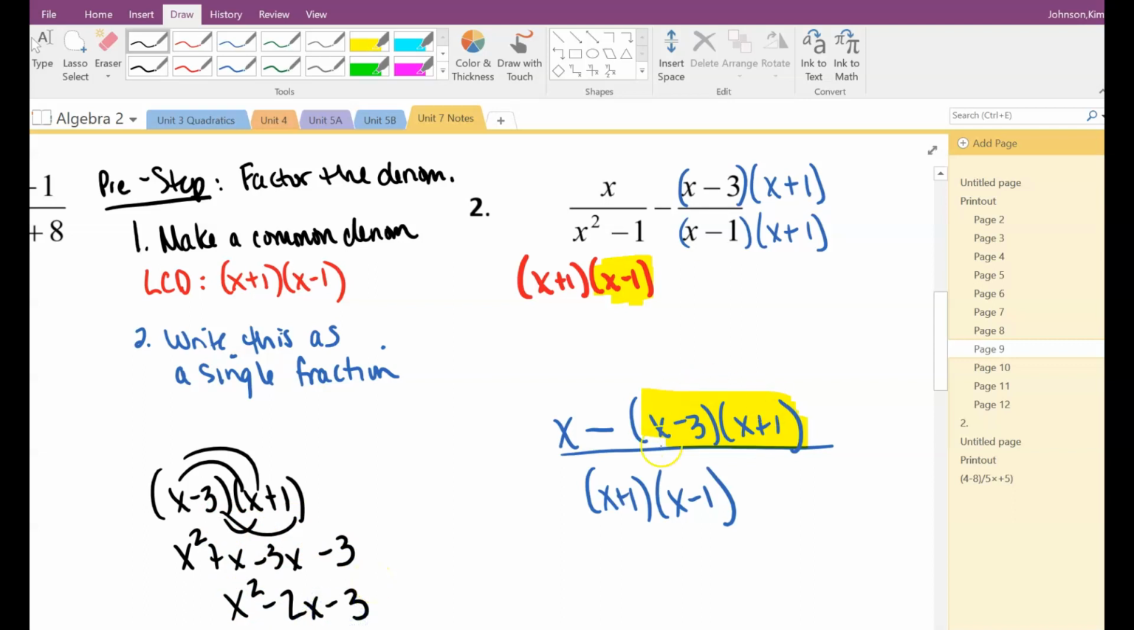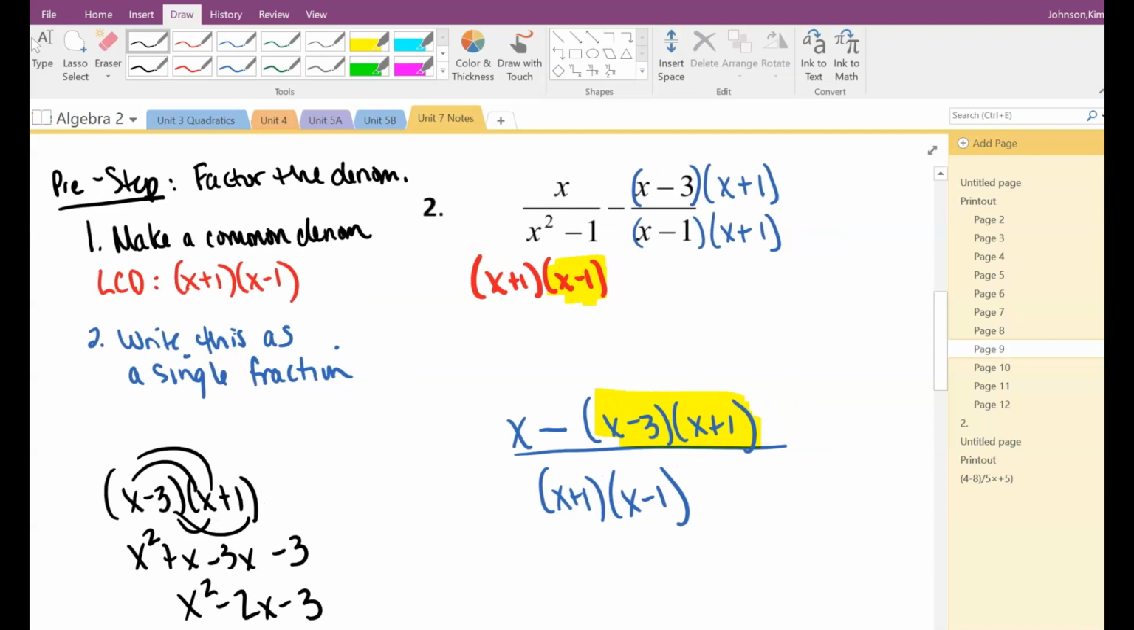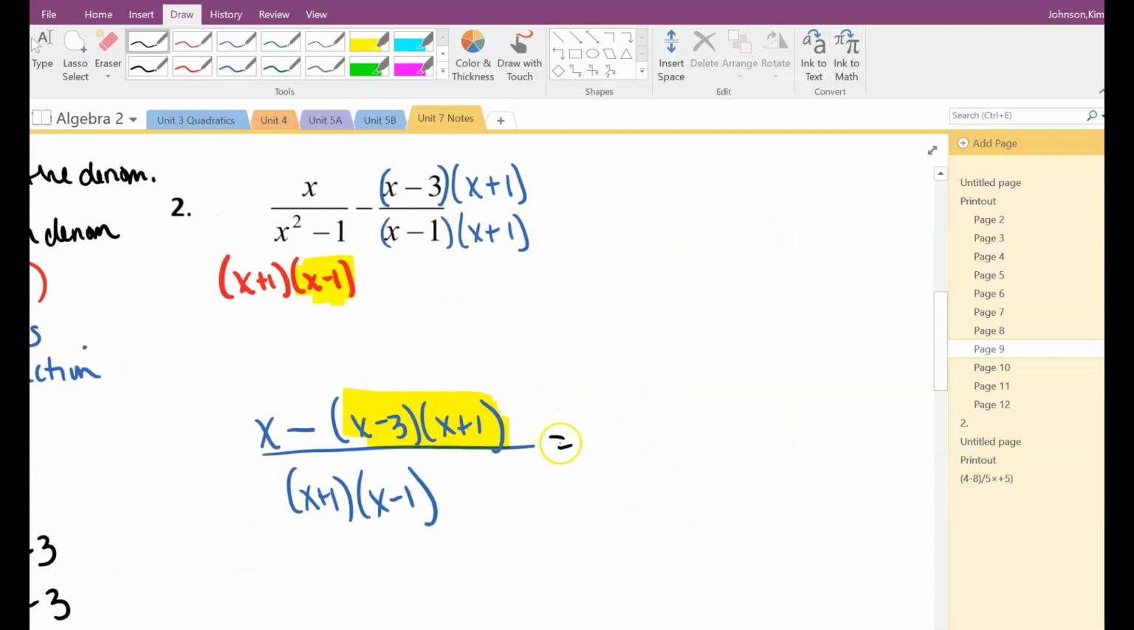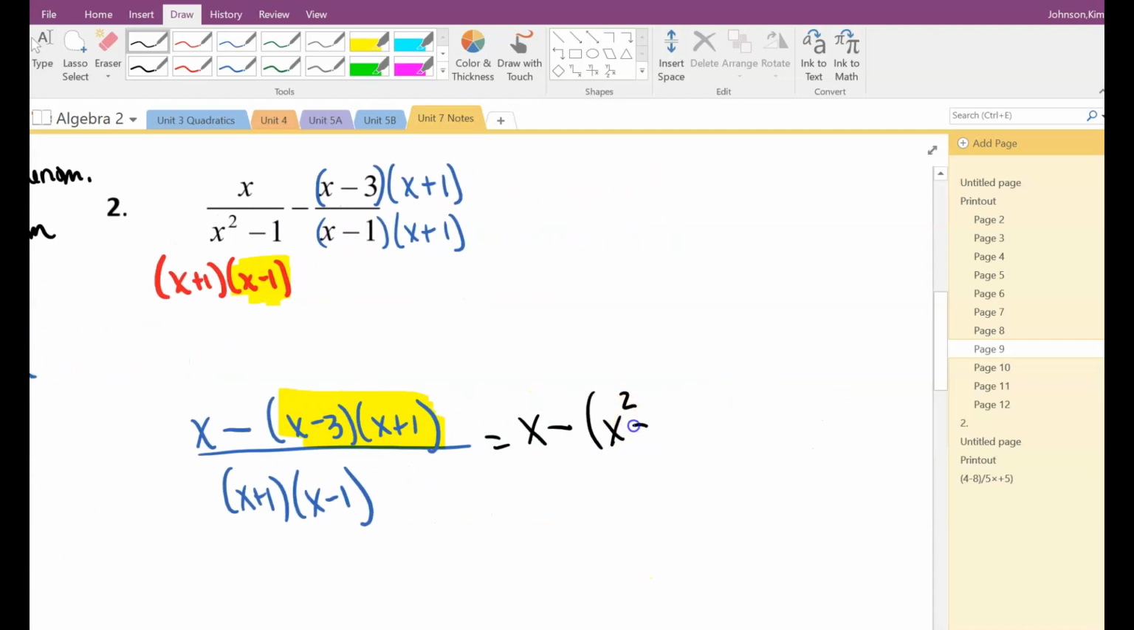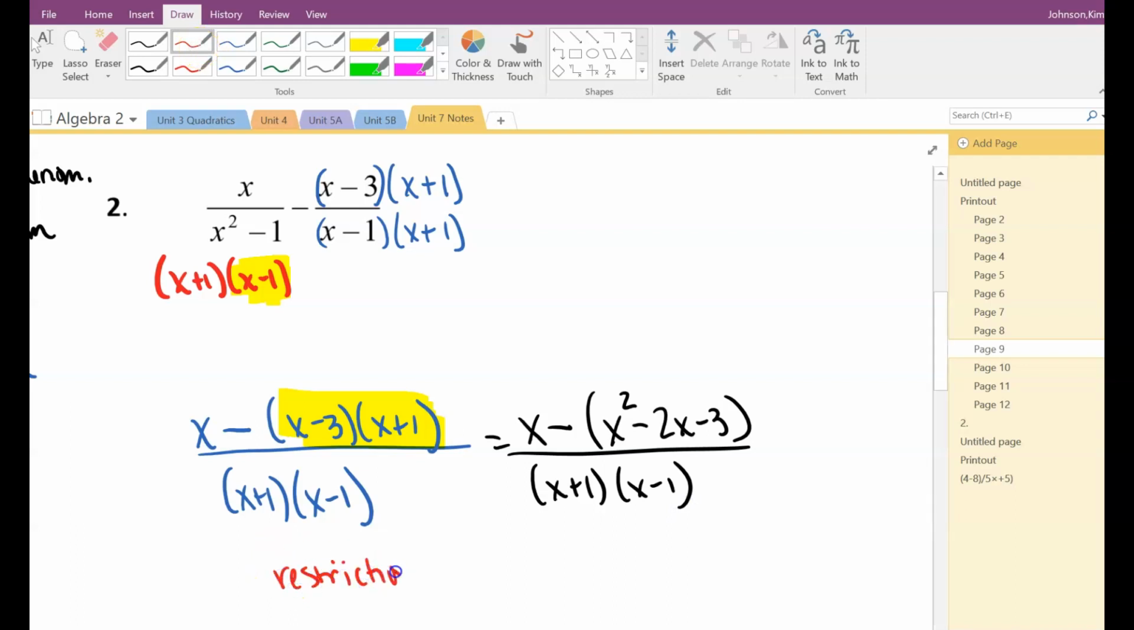And now remember, I'm subtracting that whole quantity. So I'm going to go ahead and make sure that I do x minus that whole quantity. X squared, what was it? Minus 2x minus 3, all over the x plus 1 times x minus 1. We've got some restrictions, so we'll identify those before we move any further. Restrictions, x plus 1 can't equal 0, and x minus 1 can't equal 0. I don't know why I wrote 11.